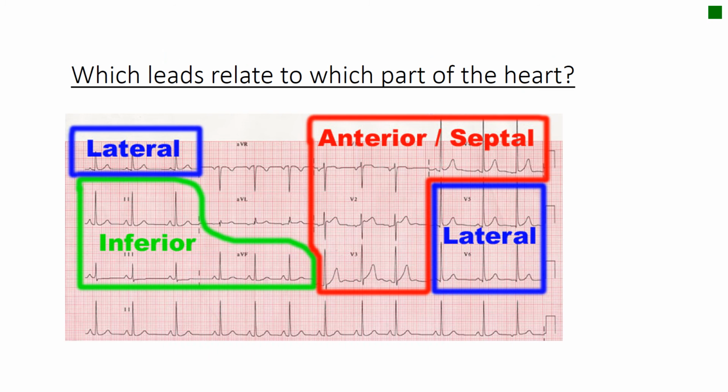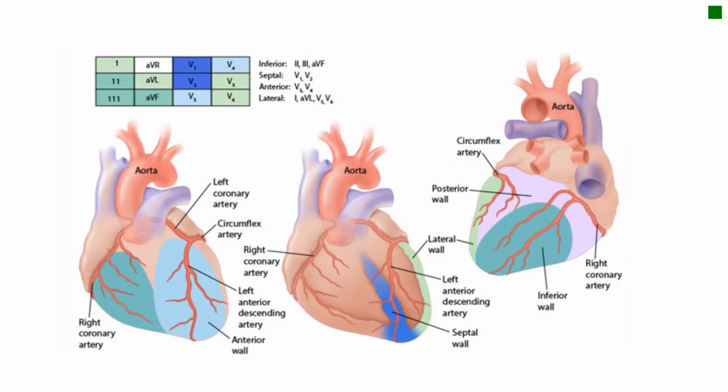So next I want to say which leads relate to which part of the heart. Well, as it shows here in this diagram, in blue, the lateral leads correspond to V5, V6, and lead 1. The inferior leads refer to leads 2, 3, and AVF, and the anterior leads V1 to V4. Often people include V5 and V6 as well. Well, why is that important? Well, it relates to the arteries and which artery corresponds to which part of the ECG.